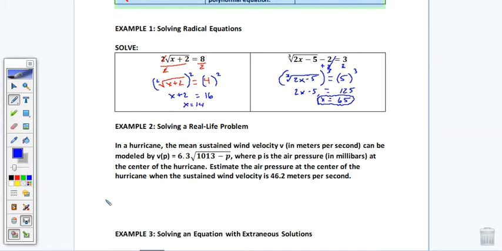So it's going to be the pressure at the eye of the storm, or at the center of the hurricane. It says estimate the air pressure at the center of the hurricane when the sustained wind velocity is how much here, kids? 46.2 meters per second. Is that going to be a velocity or a pressure? Velocity.